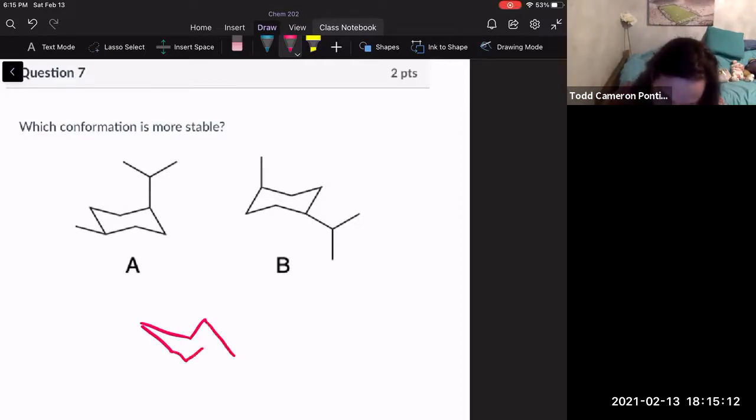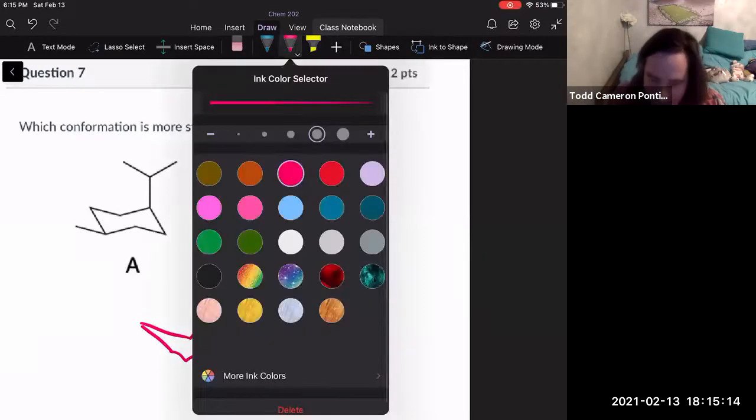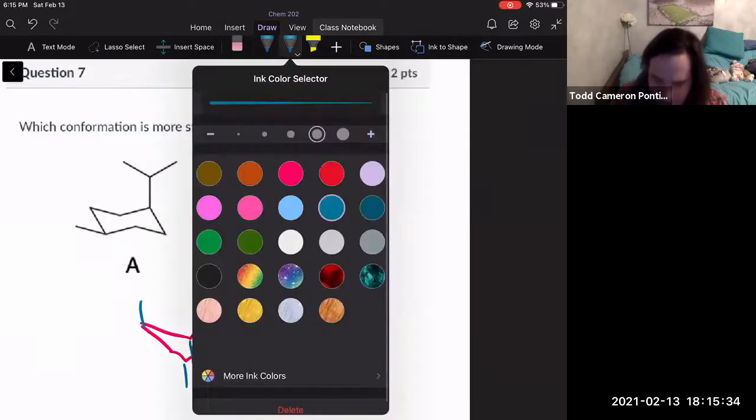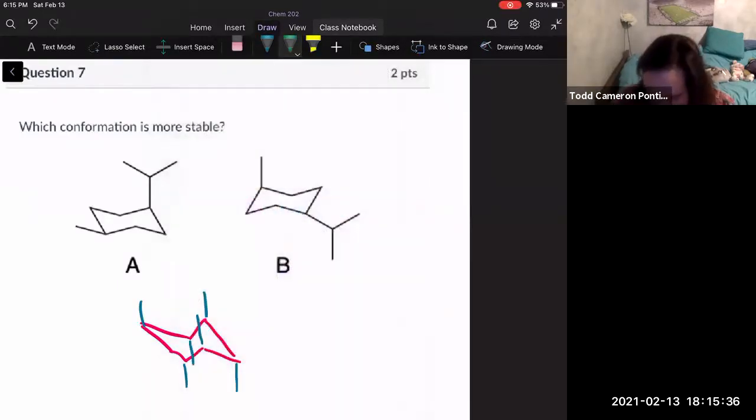So a chair conformation kind of looks like a lightning bolt, like so. And there's always going to be in a cyclohexane ring six axial groups and six equatorial. And the axial ones are easy to recognize because they're completely vertical. So there's three above and three below. Whereas equatorial ones are kind of splayed out a little bit. We don't have to draw in hydrogens, but if you want to know what equatorial ones look like, they kind of have this sort of general shape to it.